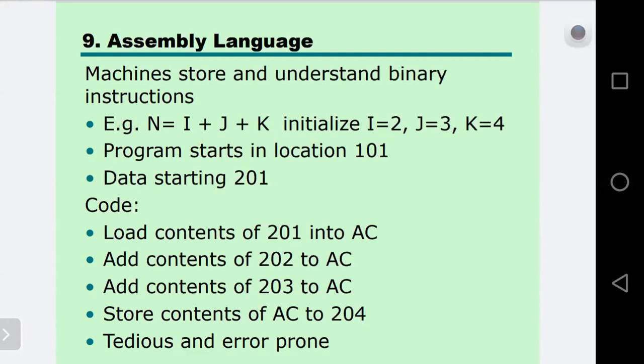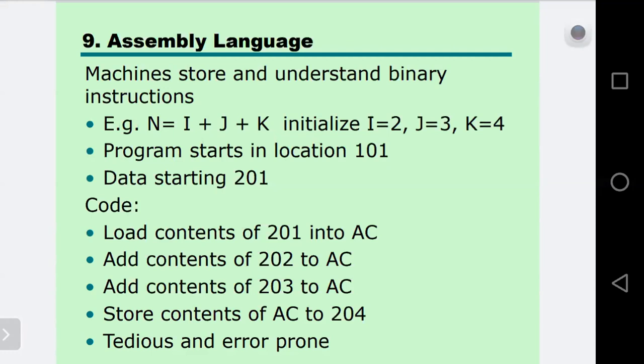In the same way, there are continuous instructions from 101 up to, for example, 200, and after 201 there is data. Again, here we are assuming your instructions start from 101 and data starts from 201. Now let us understand the coding. What kind of coding do we have to do here? First, we have to load the contents of 201 into the accumulator, right?